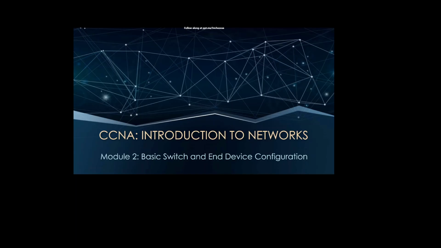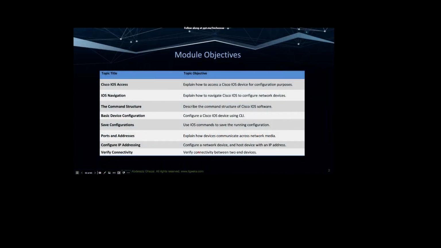In today's video, we're going to cover Chapter 2, the basic switch and device configuration, Chapter 2 of CCNA Introduction to Networks, which is the first part of the CCNA curriculum. In this chapter, we're going to learn how to access the Cisco IOS operating system running on routers and switches. There are three methods that you can access Cisco IOS, or Internetwork Operating System, of Cisco.